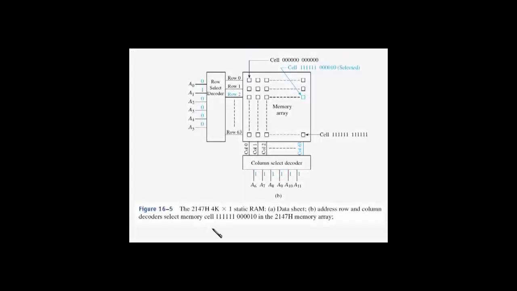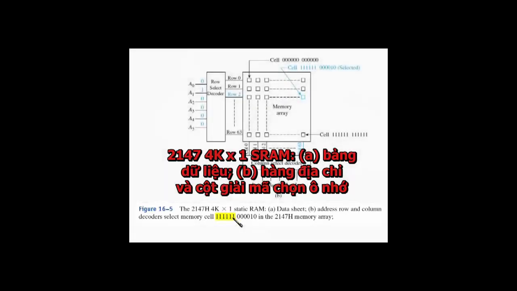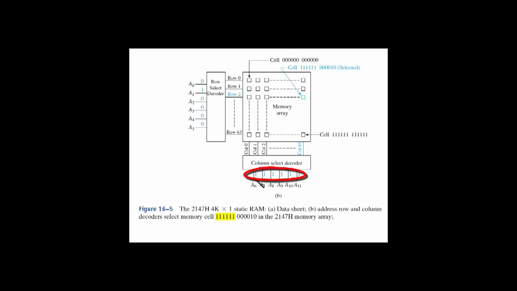Now in figure 16.5, I give you a lot more detail on selecting the row and column. This is a 2147 4K by 1 static RAM, and we're looking at the address row and column decoders to select a memory cell. The high order bits are all 1s, 111111. We're going to place those on A6 through A11. And then the low order 000010, we're putting those on the low order address lines.